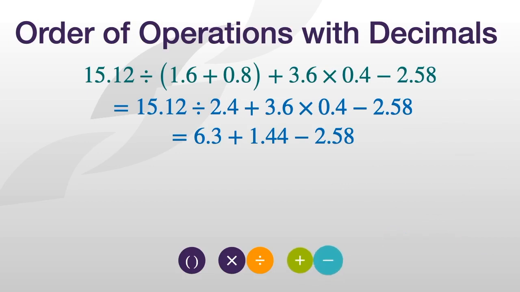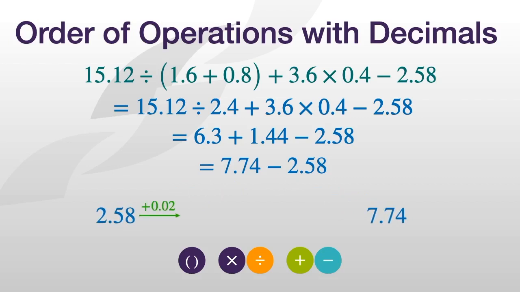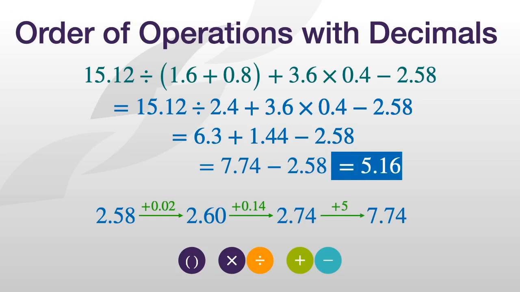We are to do the adding and subtracting in order from left to right, so let's first do the sum. This evaluates to 7 and 74/100. A strategy we can use to figure out the difference between these 2 numbers is to count up from the lower number. Starting at 2 and 58/100, I can add 2 more hundredths to get to 2 and 60/100. I can then add 14/100 to get to 2 and 74/100. And finally, I can add 5 to get to 7 and 74/100. Altogether, the difference is 5 and 16/100.